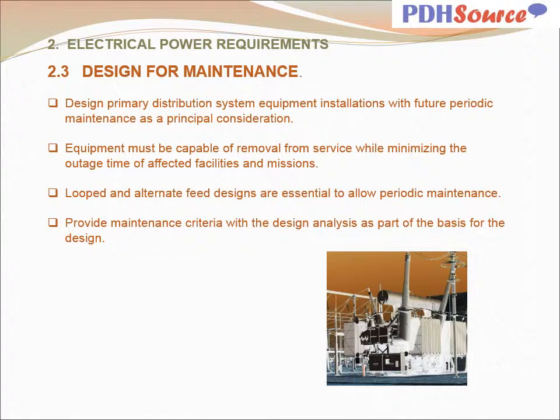Design primary distribution system equipment installations with future periodic maintenance as a principal consideration. Equipment must be capable of removal from service while minimizing the outage time of affected facilities and missions. Looped and alternate feed designs are essential to allow periodic maintenance. Provide maintenance criteria with the design analysis as part of the basis for the design.